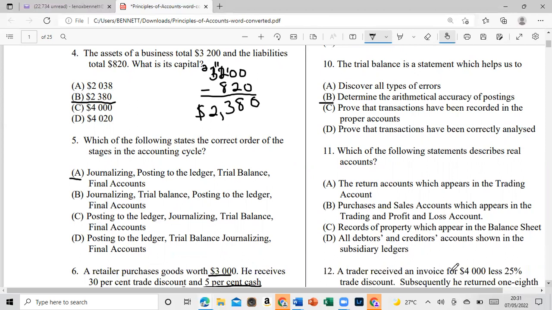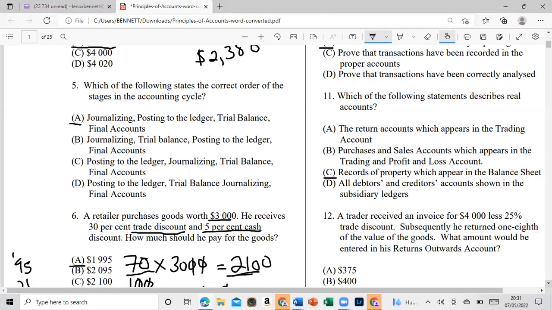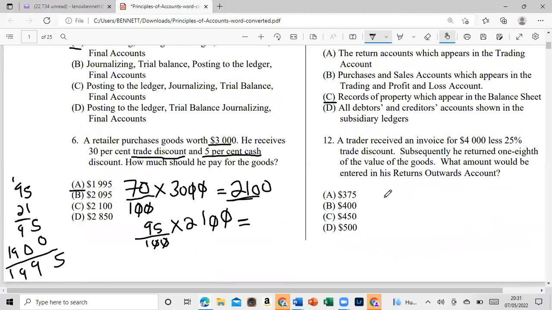Records. So is it A, the return of goods which appear in the trading account, purchase and sale accounts which appear in the trading and profit and loss account? Or is it C, records of property which appear in the balance sheet, all debtors and creditors accounts shown in the subsidiary ledger? I'm going to go with C, records of property which appear in the balance sheet. I thought it was the one where we look at the real, but it's not. So it's similar. You have to read the questions very carefully, guys.